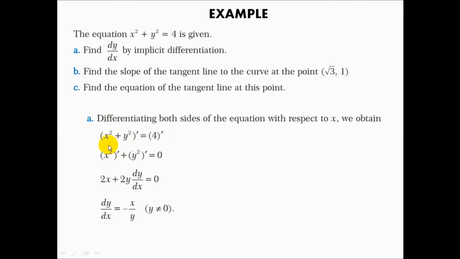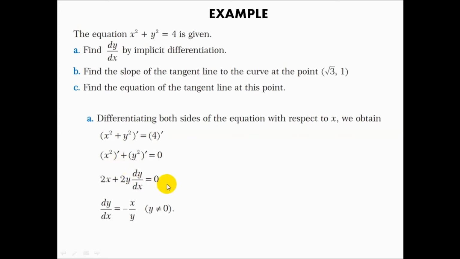In here we can get x squared and y squared, and the derivative of 4 is 0. Derivative of x squared, because it is with respect to x, we can get 2x. And then we must derive y squared with respect to x, so we can get 2y to the power of 1, because 2 is minus by 1, times the derivative of y. The derivative of y we can write with y prime, or we can write dy over dx.